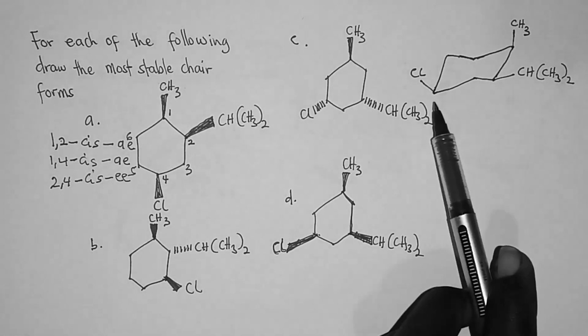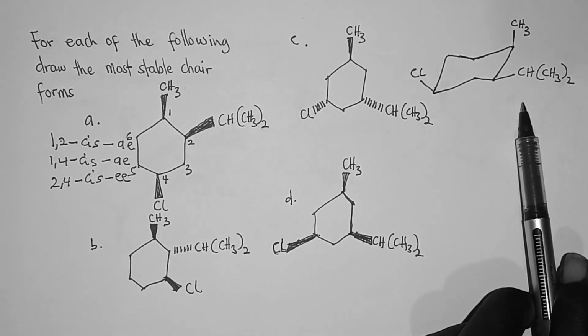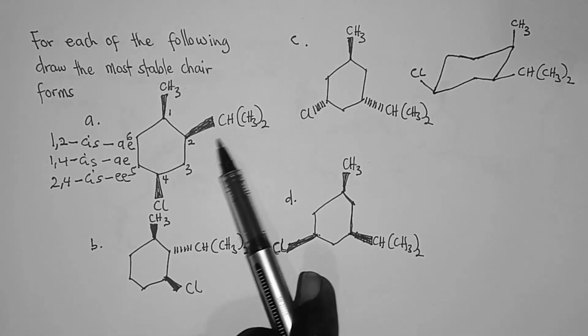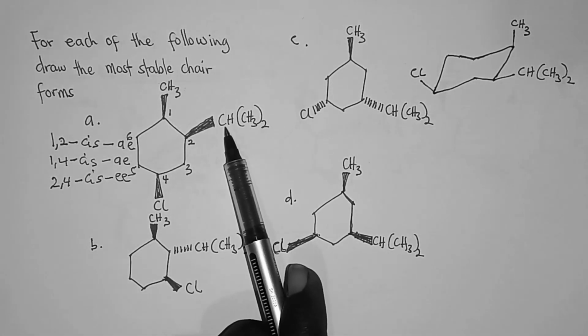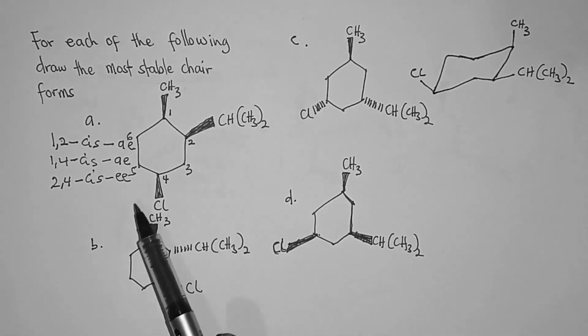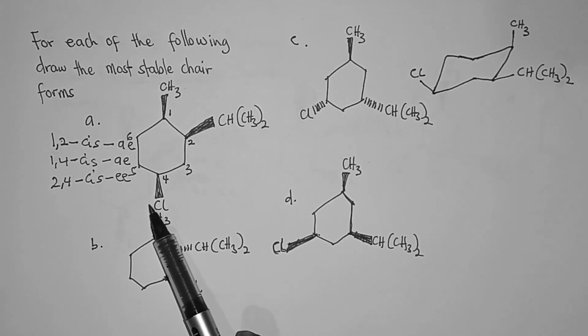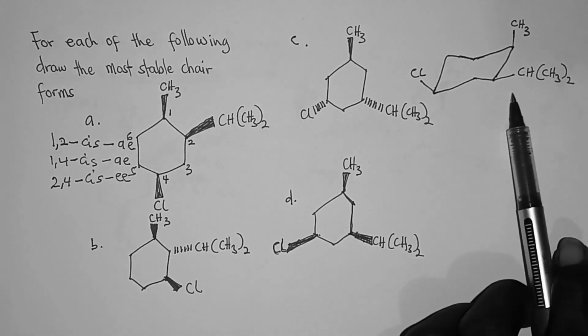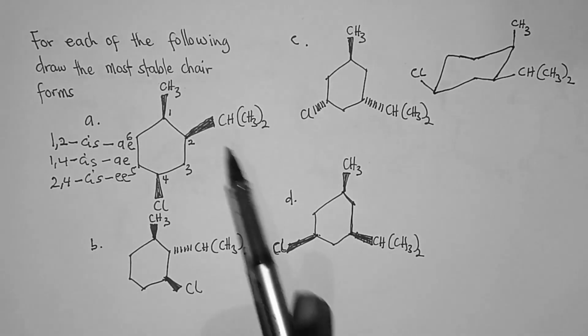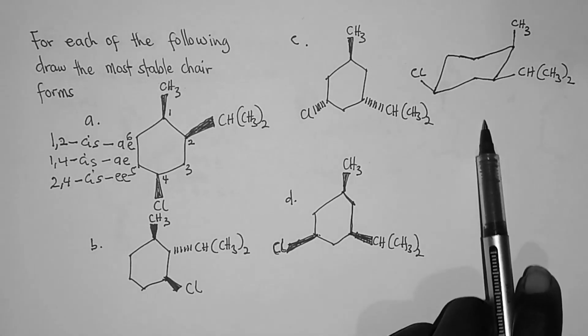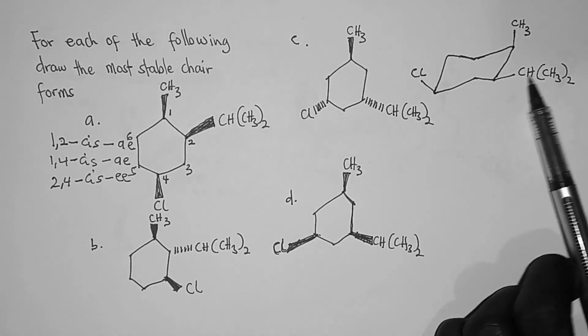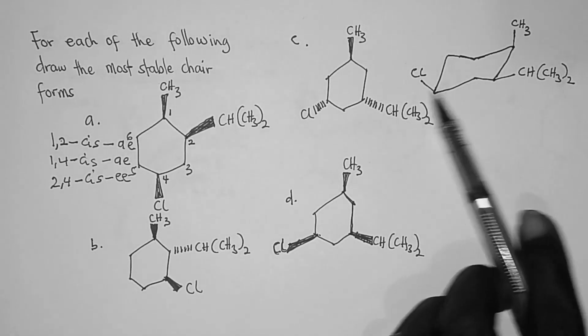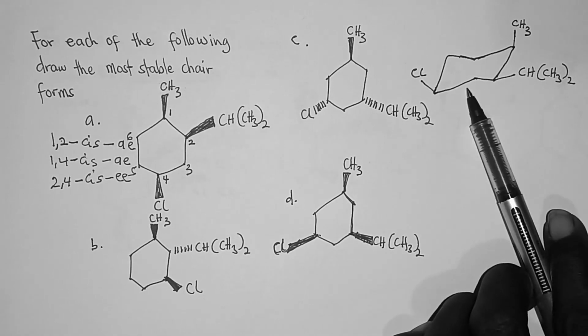Now let's check whether the configuration is correct. You can see that between this CH3, this isopropyl group and the chlorine is a cis, and then it is a 1,3. So 1,3, which is a cis, is EE or AA. But you can see that this is an EE. So the configuration has not changed in the chair conformer.